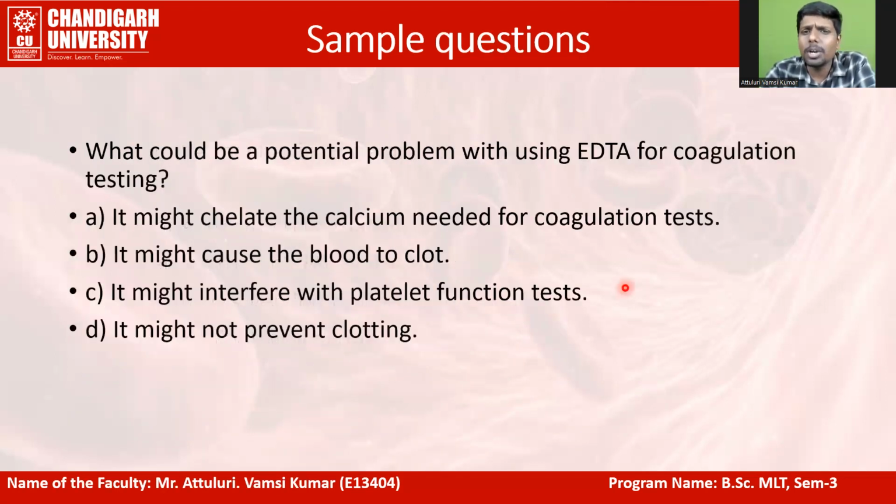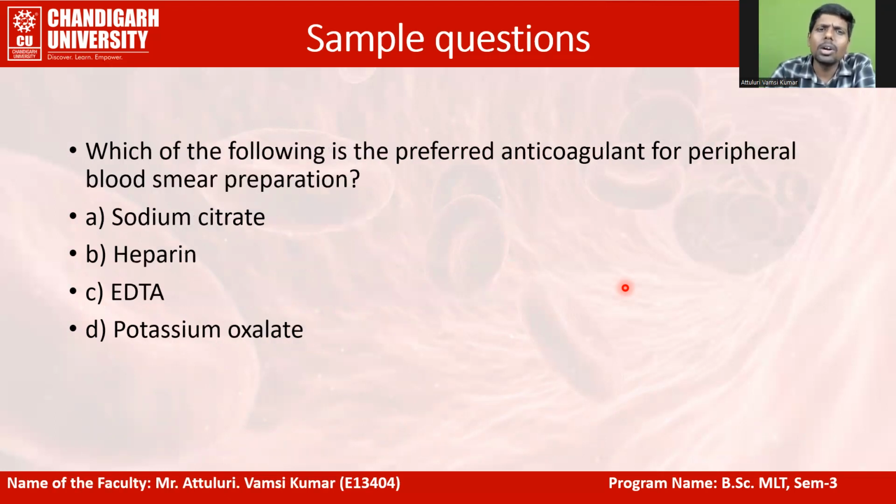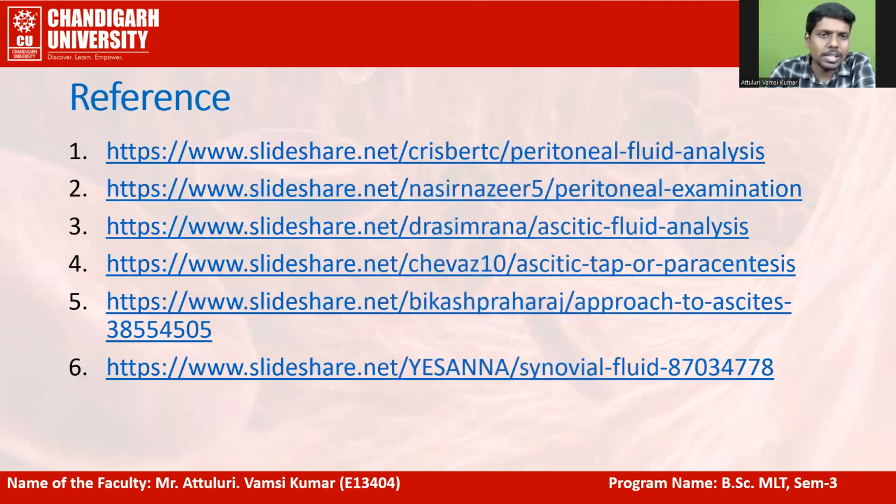What could be the potential problem while using EDTA for coagulation studies? It might chelate calcium needed for the coagulation. For coagulation, we need calcium for studying the clotting action of the blood, and if we are using EDTA, the test results won't be reliable. Which one of the following is preferred as anticoagulant for smear preparation? Usually, EDTA is the most commonly used anticoagulant for almost all types of lab tests that we are doing in the lab.